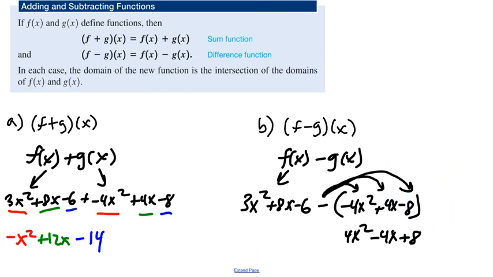So now we can go ahead and combine like terms. We can combine 3x squared and 4x squared, which gives us a 7x squared. We can combine our 8x and negative 4x, which gives us our 4x. And we can combine negative 6 and 8, which gives us just a positive 2, because 8 minus 6 is 2. And there we go.